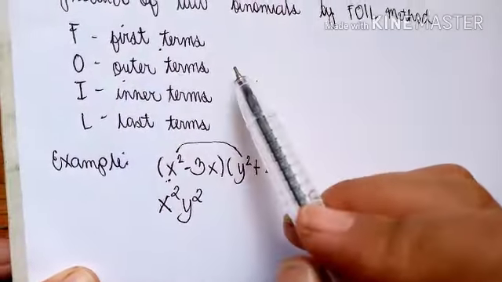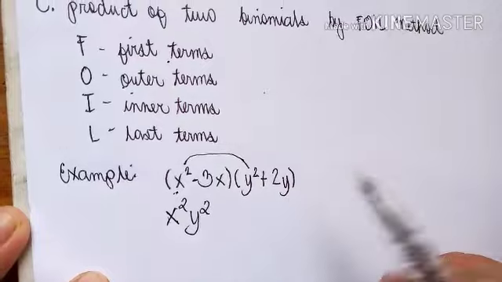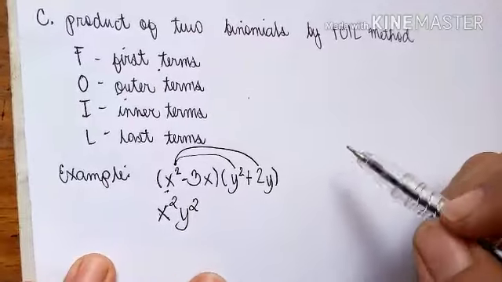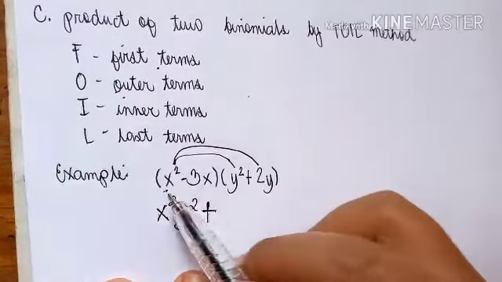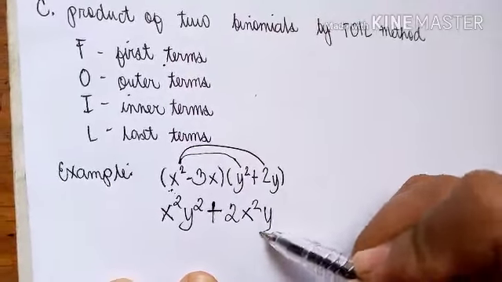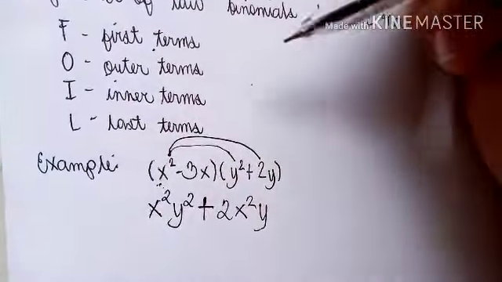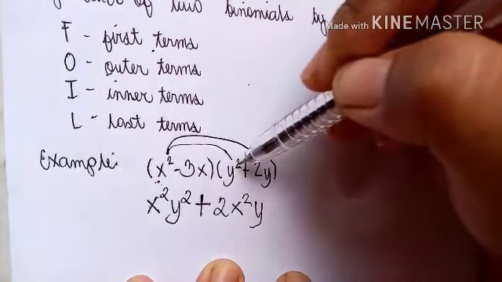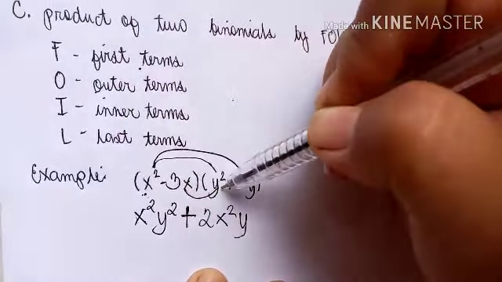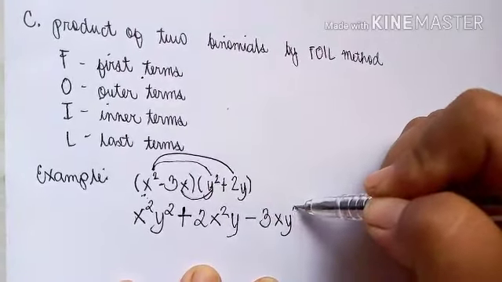Let's do the outer terms. When we say outer terms, we have your x squared and 2y. So x squared times 2y, that would be positive, since both of them are positive. That would be 2x squared y. And the inner terms, when we say the inner terms, we have your negative 3x and then y squared. So we multiply both of them. That is negative 3x times y squared, that would be negative 3x y squared.